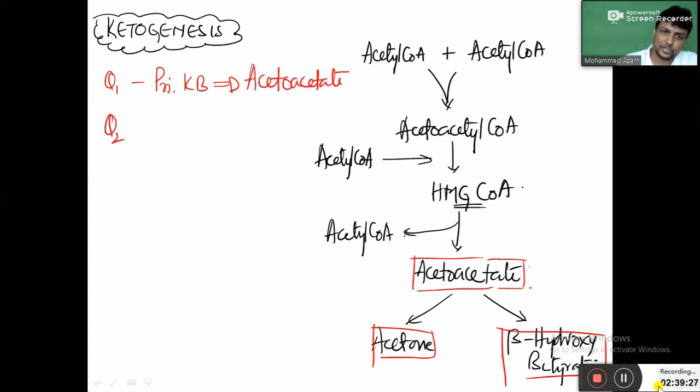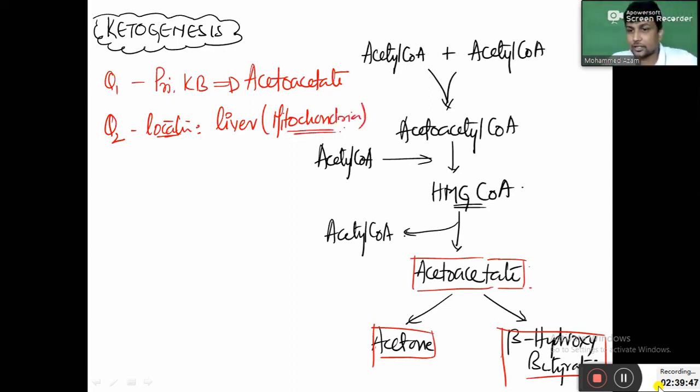Question number 2, they are asking in your exam, MCQ exam, the location: where is ketogenesis happening? Where are these ketone bodies forming? Liver. Poor liver, everything is happening in the liver only. They are asking even in the liver where it is occurring. Liver cells, remember, it's in mitochondria. This is like last December's exam question. Ketogenesis is taking place in mitochondria of the liver cells.